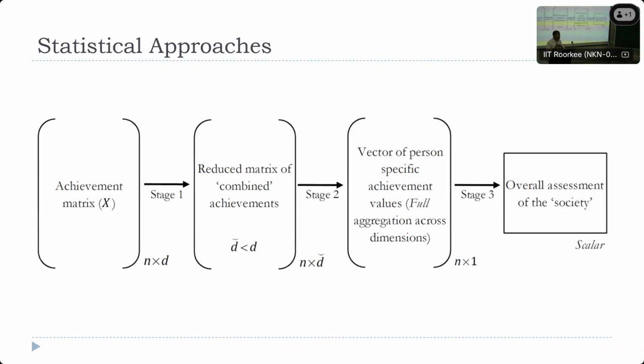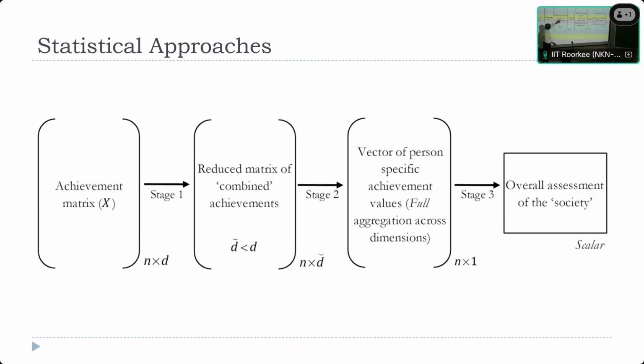So this is how they work. You start with the achievement matrix, n times D. I wrote small n times D; it should be capital H, just from the book. It's slightly different notation, I have just copied from there. So you have the matrix you start with.